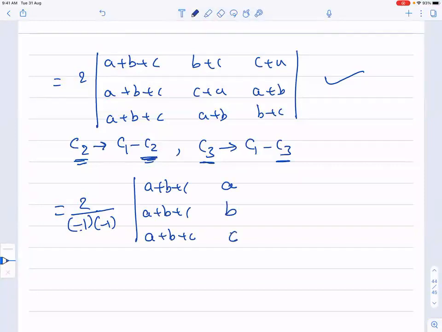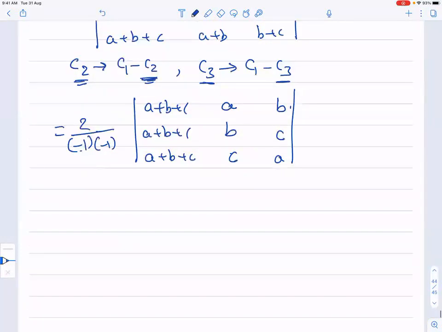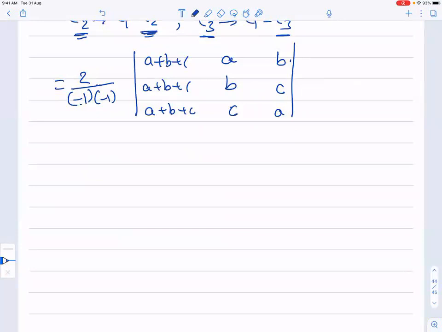Now A plus B plus C minus C plus B is B. And A plus B plus C minus A plus B is C. This is A. Is it clear, students? So we have only two. Now what am I going to do? I'm going to change this and this and this also.